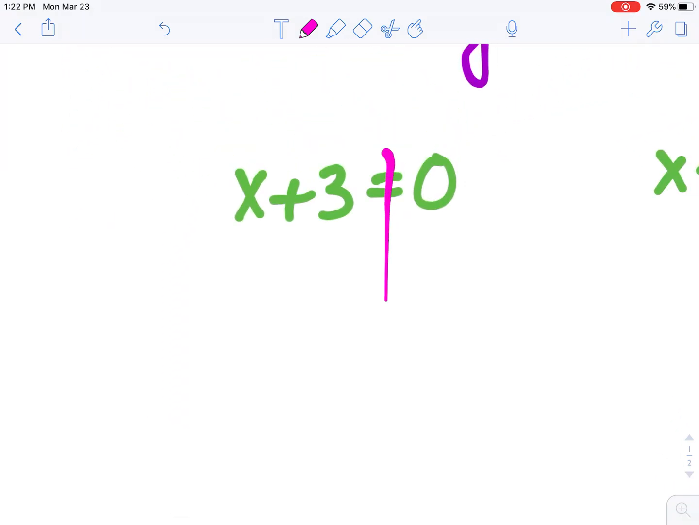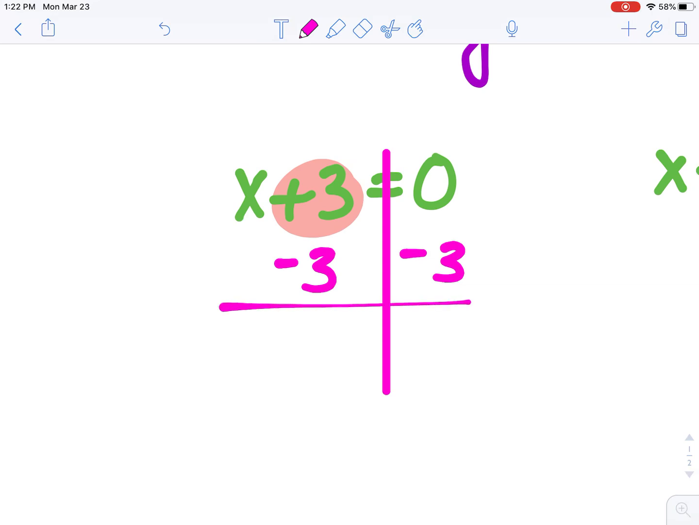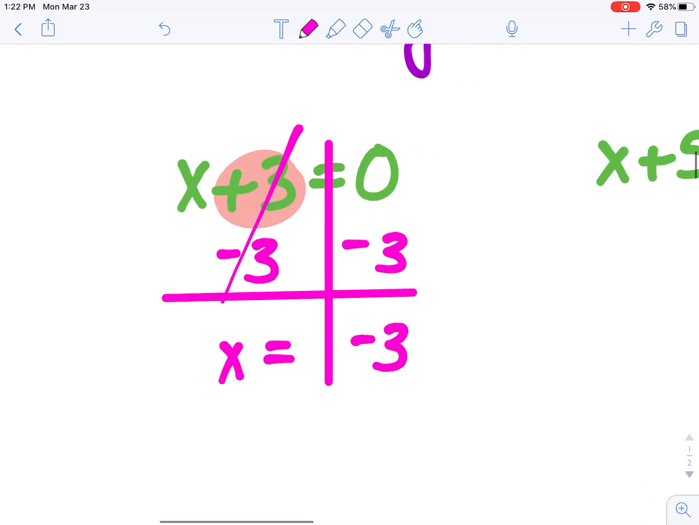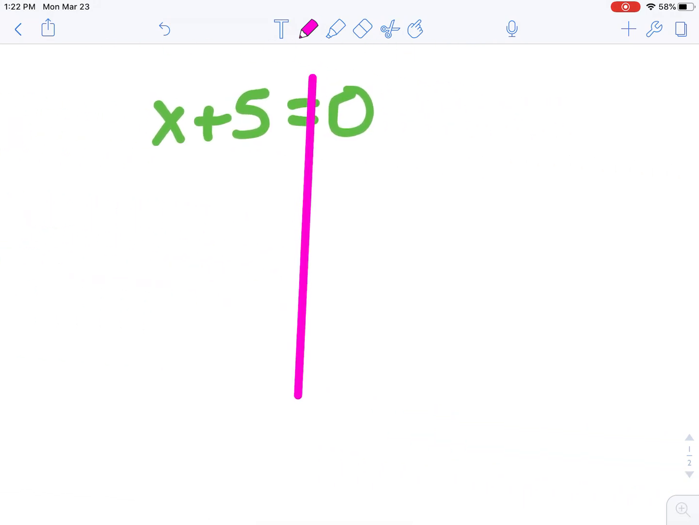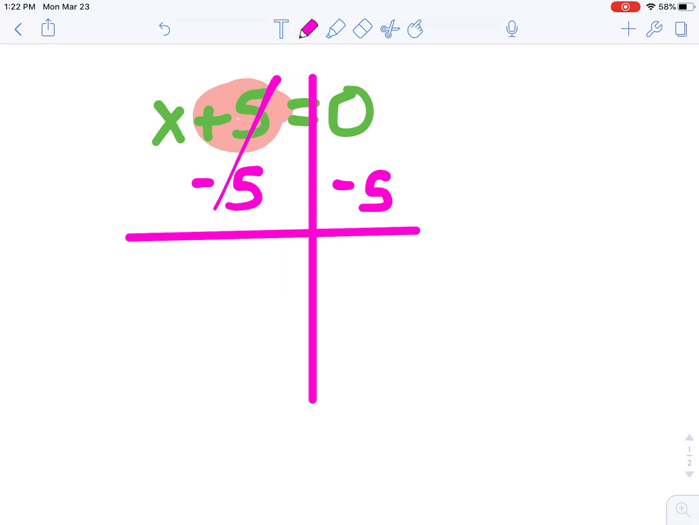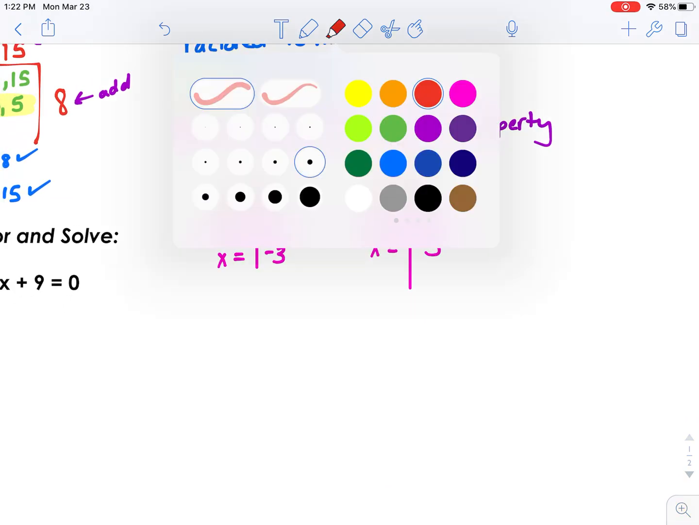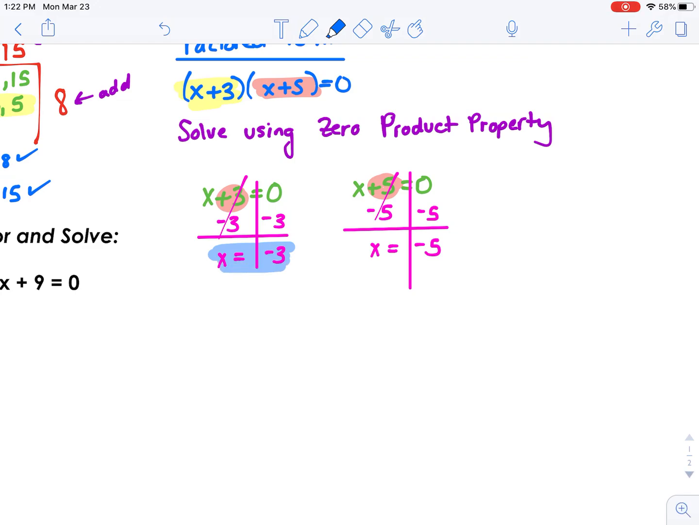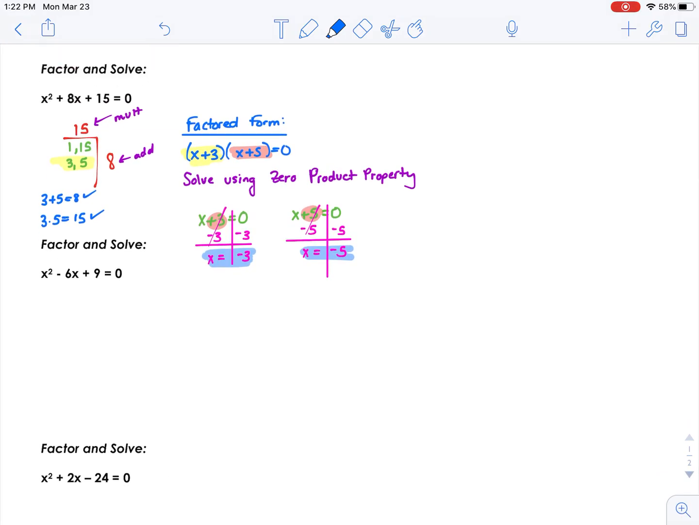So for this one, to get x by itself, if this is a positive 3, we will undo it by subtracting 3 to both sides. And solving, we get x equals negative 3. On the next one, to get x by itself, if we need to move the positive 5, to undo a positive, we will minus 5. And what you do to one side, you do to the other. And that would give us x equals negative 5. So our two solutions to this problem are x equals negative 3 and x equals negative 5.